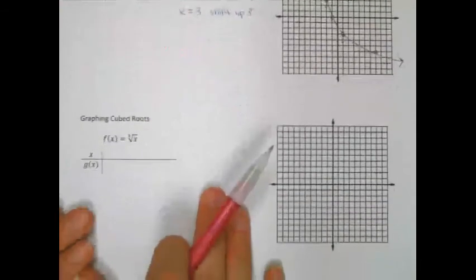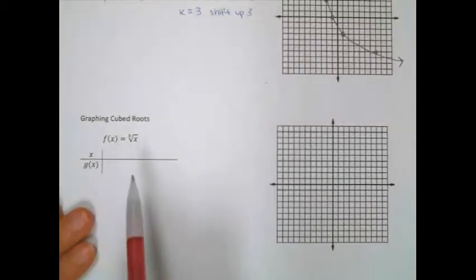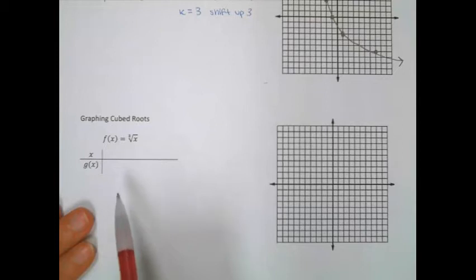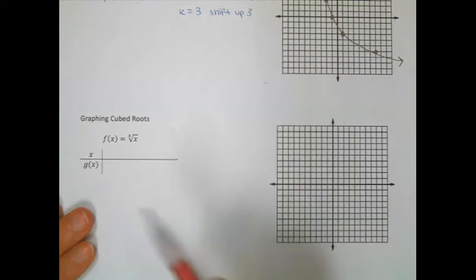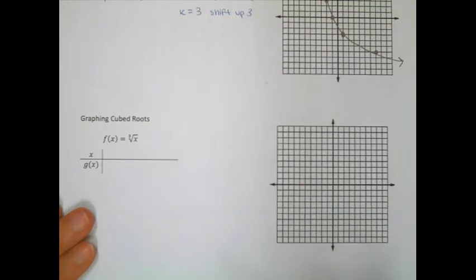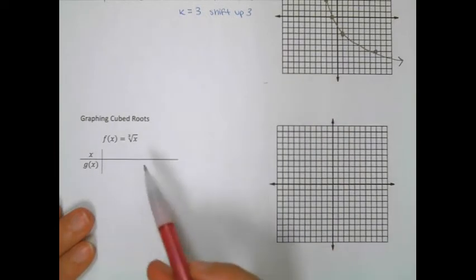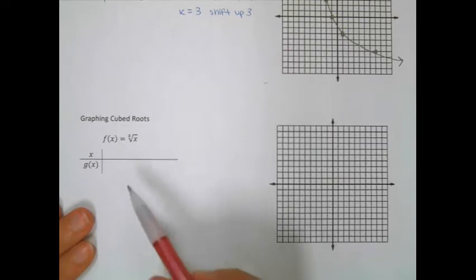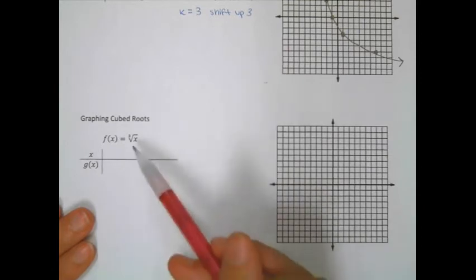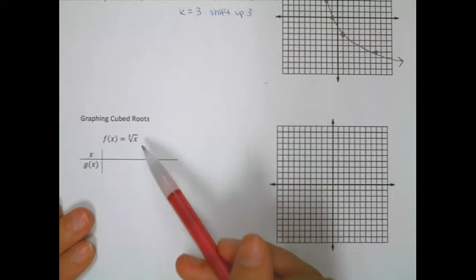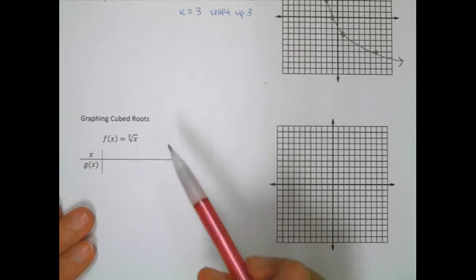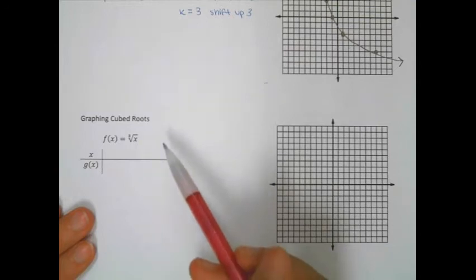Moving on to the parent function for cubed roots. Similarly to our parent function for square roots, we chose numbers that were perfect squares. Here we're going to pick perfect cubes. That way we can get whole numbers and not have to worry about irrational numbers in our table, which get a little bit messy. So the other thing to think about is that we can have negative numbers now, because we can have the cubed root of a negative number and still get a real number out that's not imaginary.